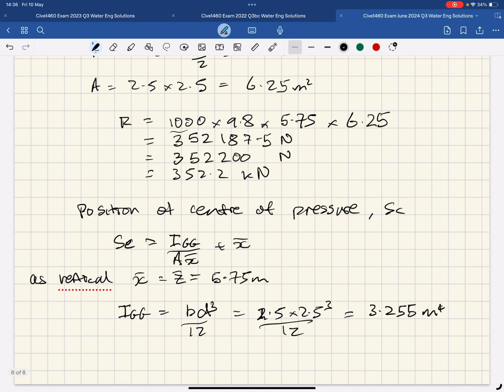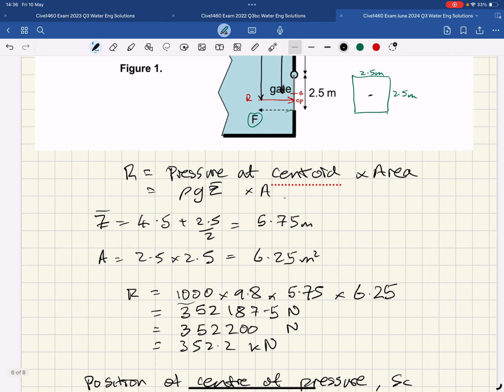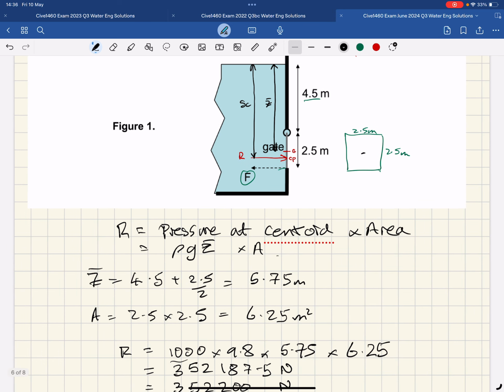And then we can calculate SC. 3.255 over 6.25 times 5.75, plus 5.75, which equals 5.841 meters. So R acts at 5.841 meters below the surface.